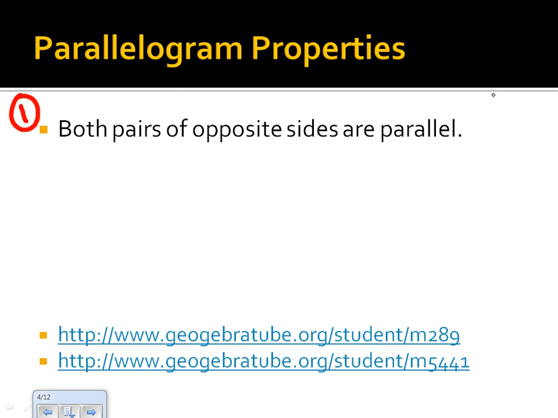Alright, so we're going to do 5 different properties. That's your first property. Both pairs of opposite sides are parallel. Both pairs of opposite sides are parallel. And that's actually the definition. And this only works for a quadrilateral. So it has to be a 4-sided figure where both pairs are parallel.